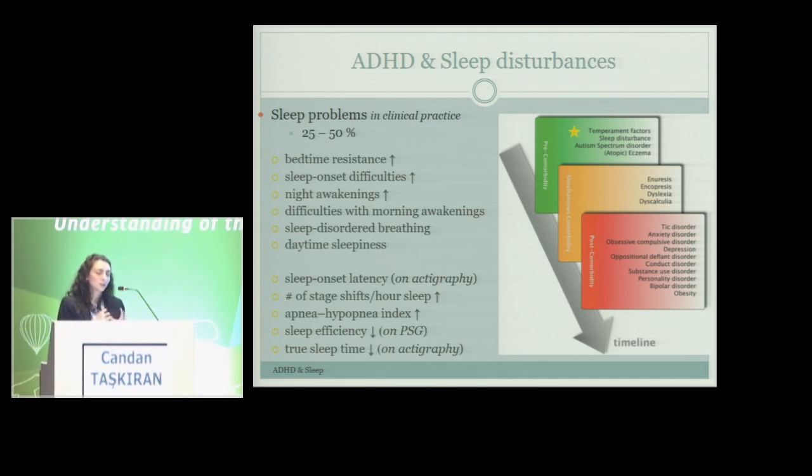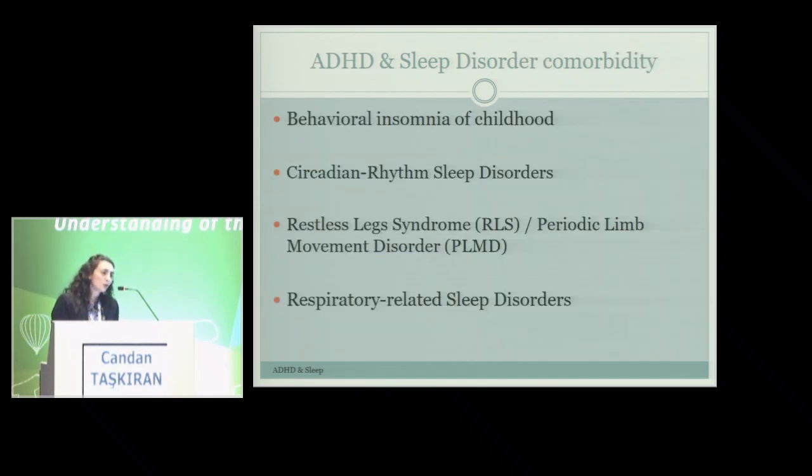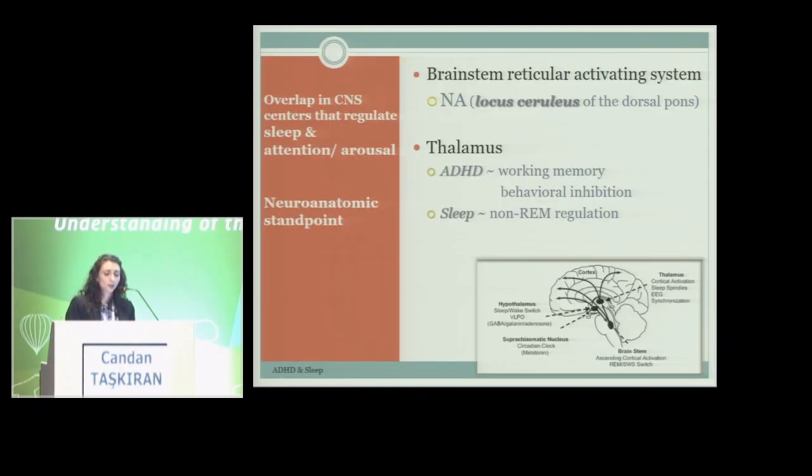Objectively, the sleep latency increases, and non-REM and REM transitions are higher. The periods are shorter, but the transition from non-REM to REM is faster. The apnea-hypopnea index is higher, and the sleep efficiency is low in this group, and true sleep time is reduced according to the actigraphy results. This is a review of meta-analysis study results. There are some sleep disturbances: behavioral insomnia, circadian rhythm dysfunctions, restless leg syndrome and periodic limb movement disorders, and respiratory-related sleep disorders are commonly observed in ADHD.